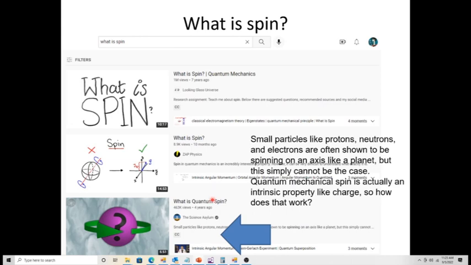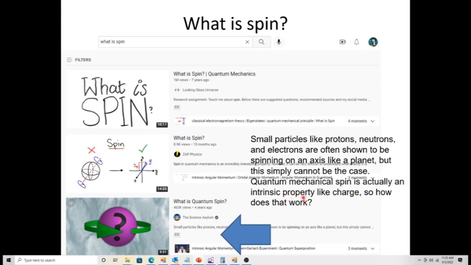And the contradiction is they know it spins, but then if you read this introduction down here for this guy, for the Science Asylum, small particles like protons, neutrons are often shown to be spinning on an axis like a planet. But this simply cannot be the case. In other words, it has spin, but it can't be spin. Quantum mechanical spin is actually an intrinsic property like charge. So how does that work?